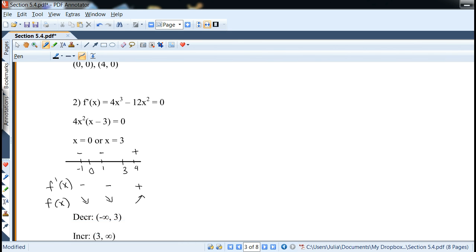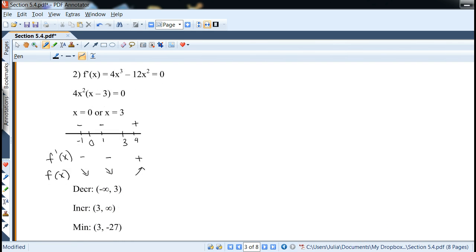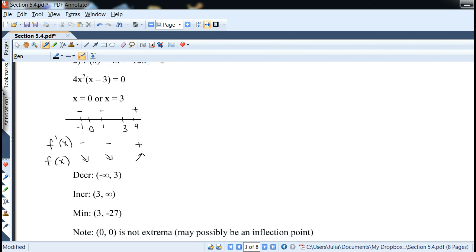So it's decreasing. I did not separate it with a 0 like this. It's decreasing from -infinity to 3. Basically, unless you have an asymptote, you don't need to separate it. And then it's increasing from 3 to infinity. Okay, and we do have a min at 3. I plugged it into the original function and got -27. So we have a min.